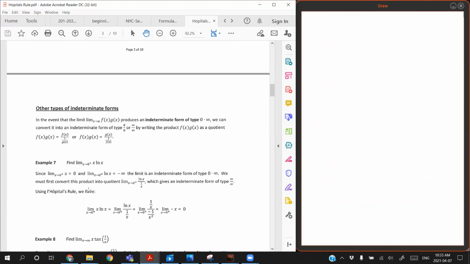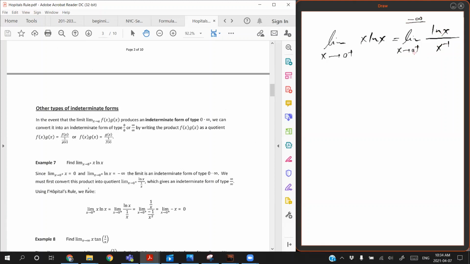So let's see how we can do this problem. We have limit x approaches 0 plus of x times ln of x. I'm going to write that as ln of x on top, x to the -1 at the bottom, x approaches 0 plus. As x approaches 0 plus, ln of x approaches -infinity.